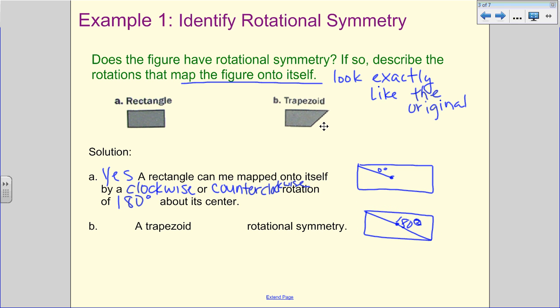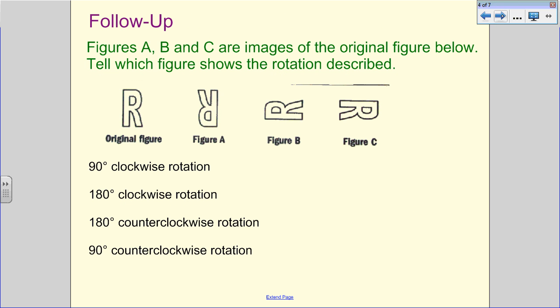For the second one, no, because the trapezoid does not have it. It's not what I would call a symmetric figure. There's not a line of symmetry. So if there are no lines of symmetry, then it's difficult to have rotational symmetry. All right, so your follow-up here.